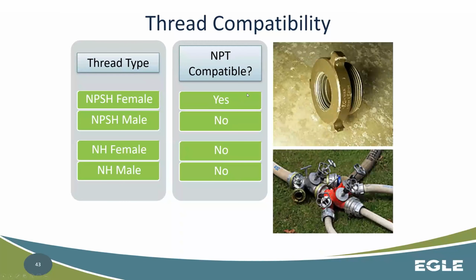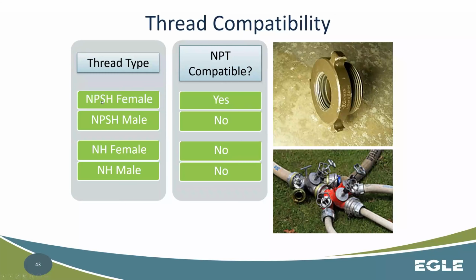All right, something else that's very important to understand about components that can connect to hydrants is that not all hydrant threading is the same. So there are several different thread types here. You've got NPSH, you've got NH, and you've got NPT. So NPT is your national pipe thread. This is what you're typically going to find at the hardware stores, right? You're going to find black pipe or other iron fittings or steel fittings that have this type of threading. This threading is not compatible with all hydrants.